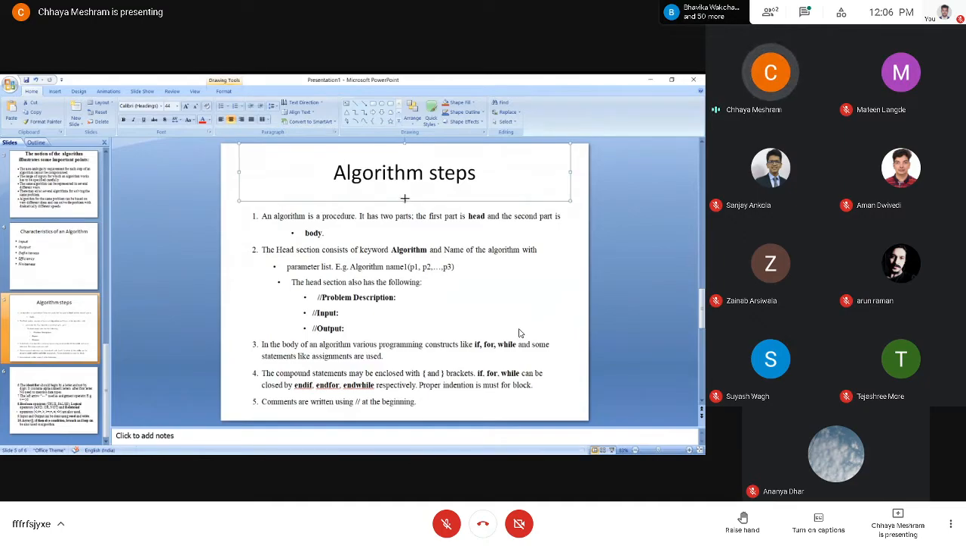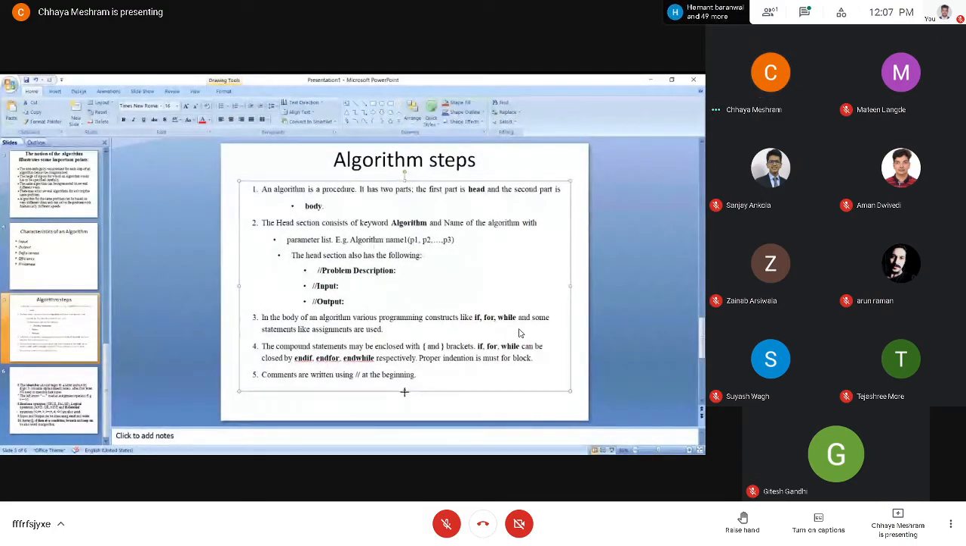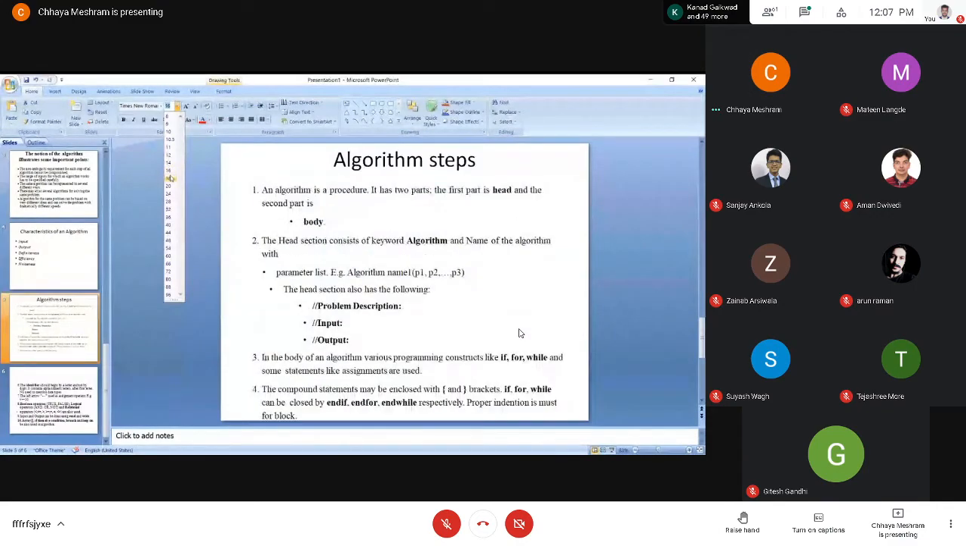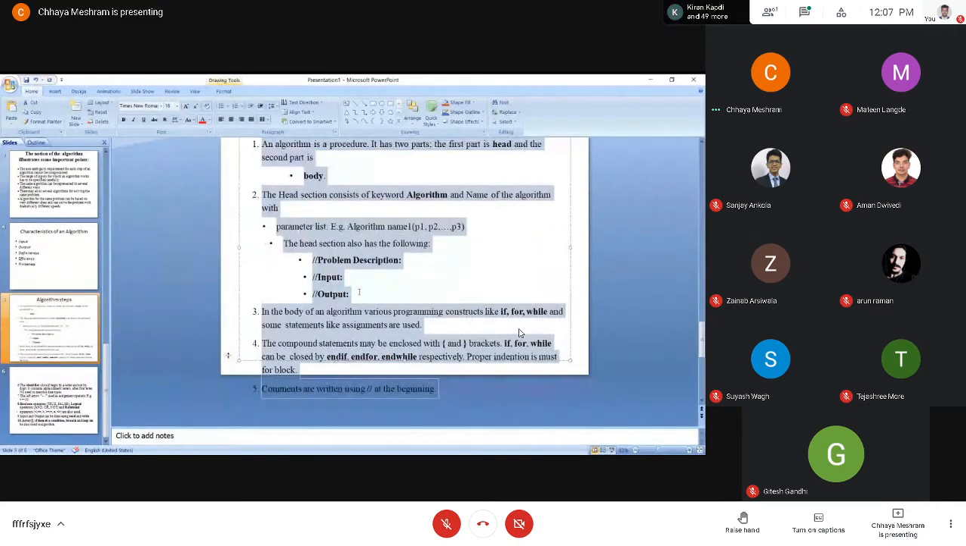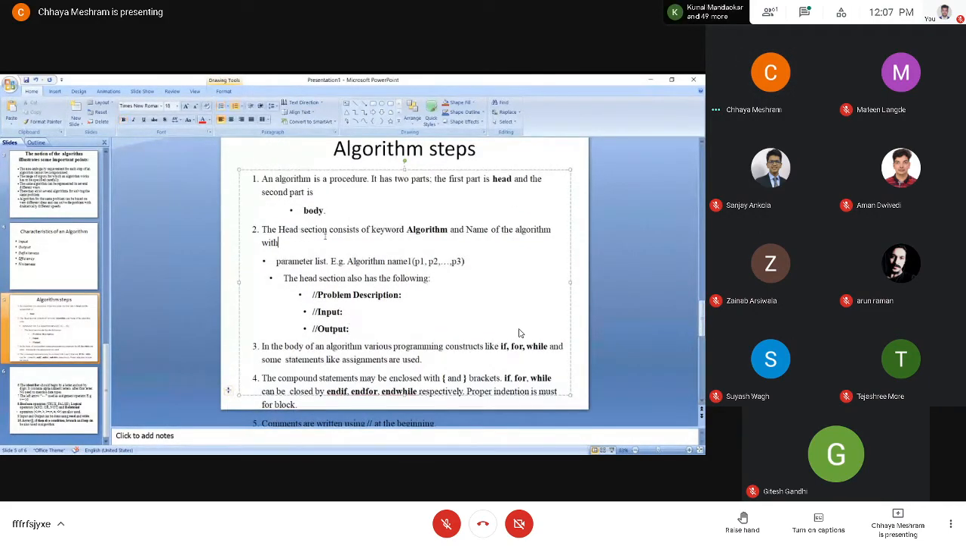Okay, so an algorithm is a procedure. It has two parts. The first part we can call the head, and the second part we can call the body. So these are some algorithmic steps: how to write an algorithm, steps for writing an algorithm.